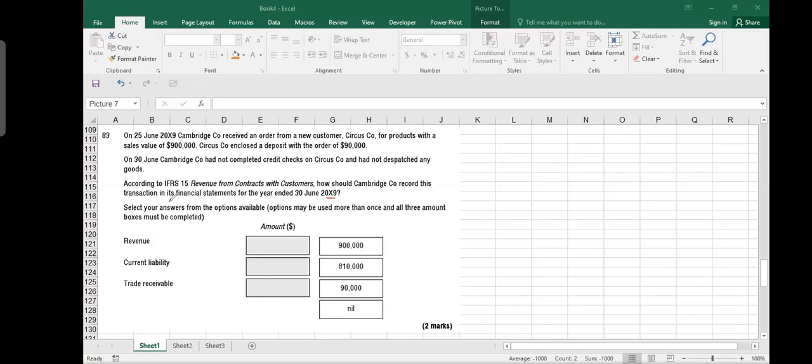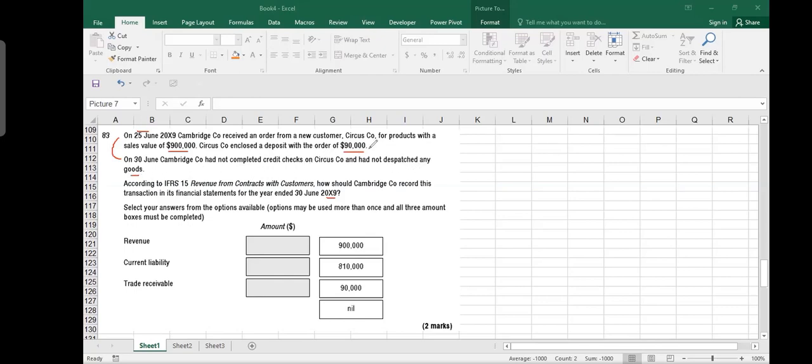How much is receivable? On 25th of June 2009, Cambridge Company received an order from a new customer, Circus Company, for products with a sales value of 900,000. Circus Company enclosed a deposit with the order of $90,000. So it looks like the customer is giving you 10% in advance. So when you receive an advance, it is actually a liability on 25th of June. So far, this is your deferred income, advance income. It is your liability.